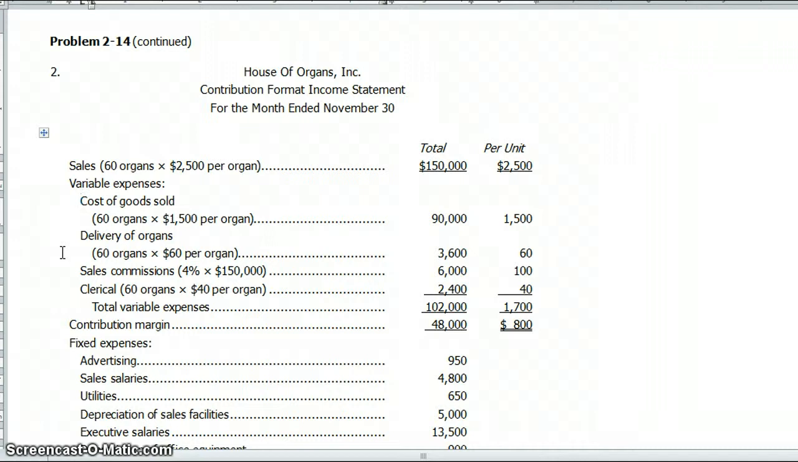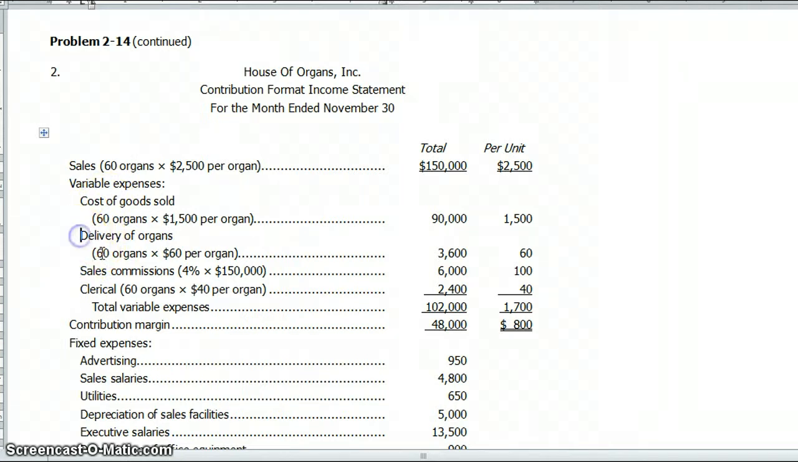As the level of activity increases, so does the total cost of delivery. Other variable costs include sales salaries and commissions, which is actually a mixed cost, $4,800 per month being fixed, and then the 4% of sales being a variable cost. The sales revenue for the month of November is $150,000. 4% of that is $6,000. So an additional variable cost that we will have will be sales commissions, $6,000.